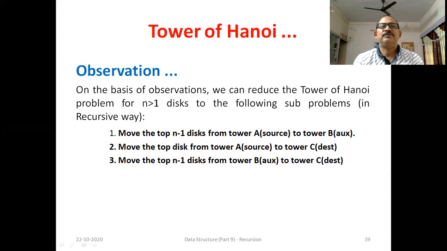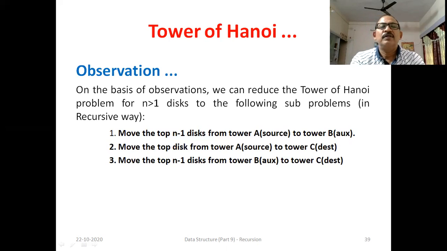This is the case. On the basis of observation, we can reduce the Tower of Hanoi problem for n greater than 1 disk to the following sub-problems. Move the top n minus 1 disks from tower A, the source, to tower B, the auxiliary. Move the top disk from tower A, source, to tower C, destination, directly. Move the top n minus 1 disks from tower B, auxiliary, to tower C, destination.